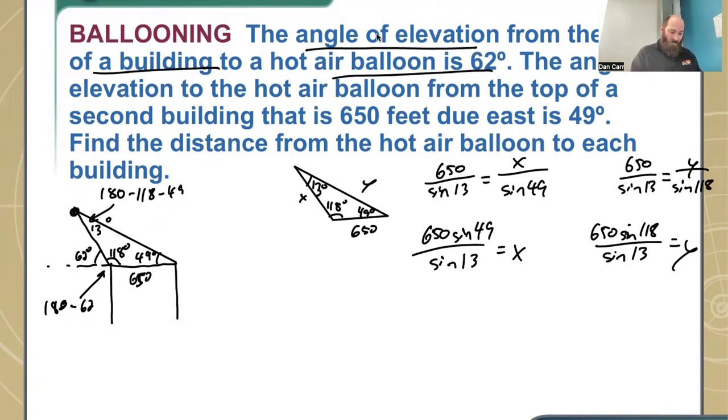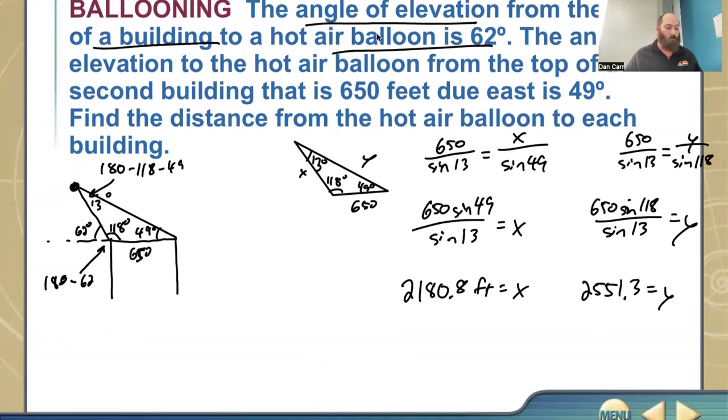So I can put that in my calculator and calculate both of these out for x and y. So 650 times the sine of 49 divided by the sine of 13. This is going to give me 2,180.8 feet for x here. So that is the distance to the first building. And then I do the same thing with my other equation, and that's going to give me 2,551.3 for my distance to the second building. Okay. So that is our law of sines in those cases.